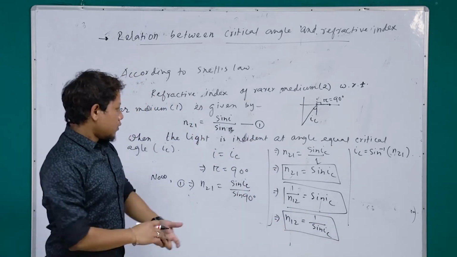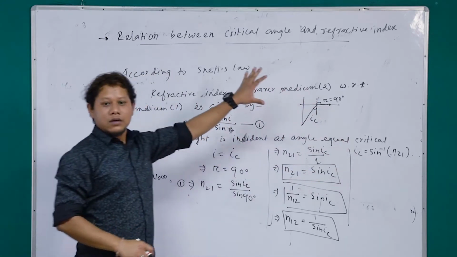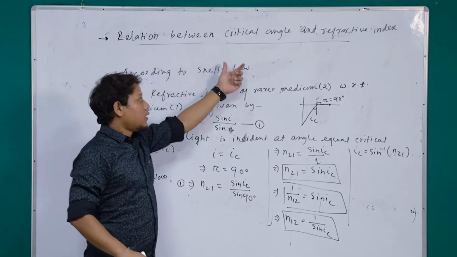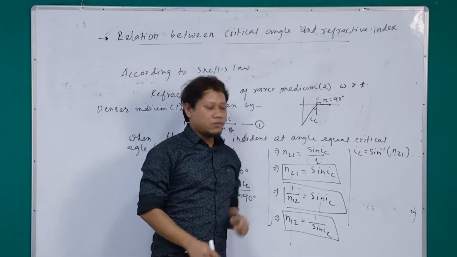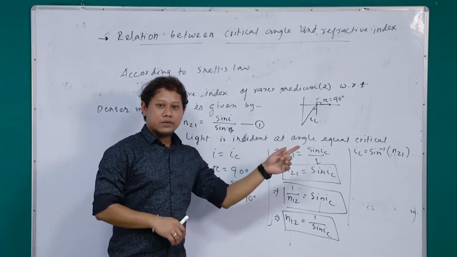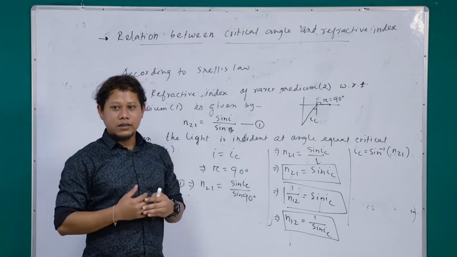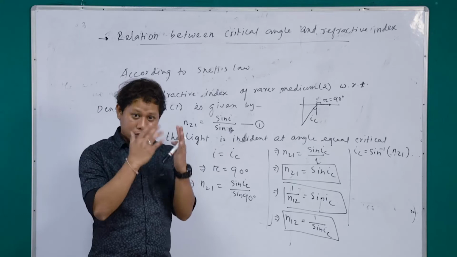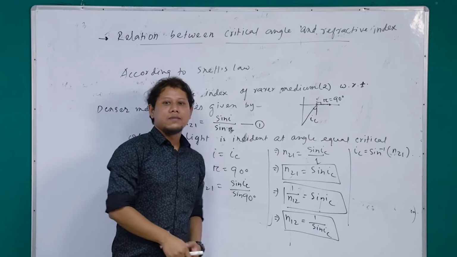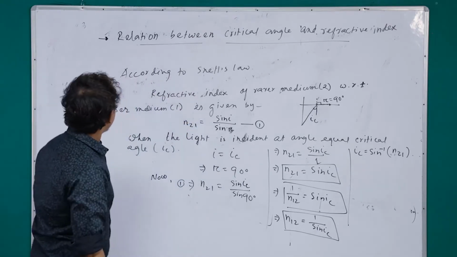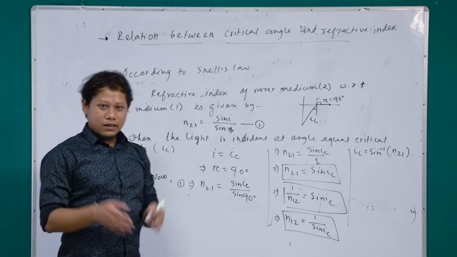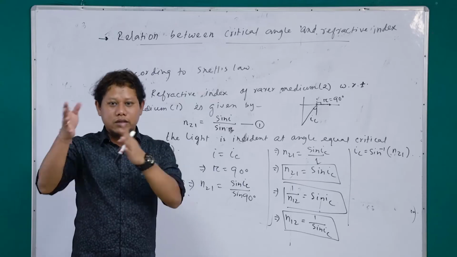Okay. So these four expressions represent the relation between critical angle and refractive index of a pair of media. I hope you got this one. Sometimes a small question might give you the refractive index and ask you what the critical angle is. Sometimes they might give you the critical angle and you have to find the refractive index. Okay, so next we will discuss total internal reflection in nature and how we can use it in technology.